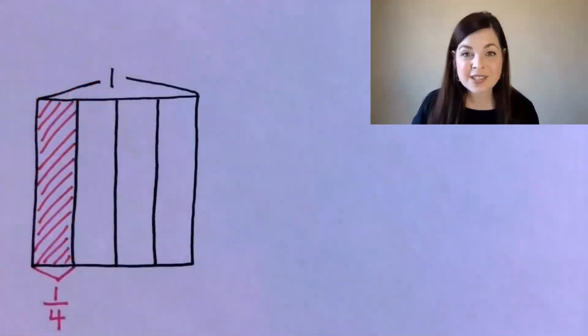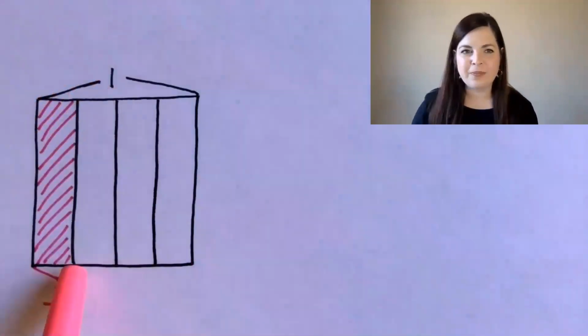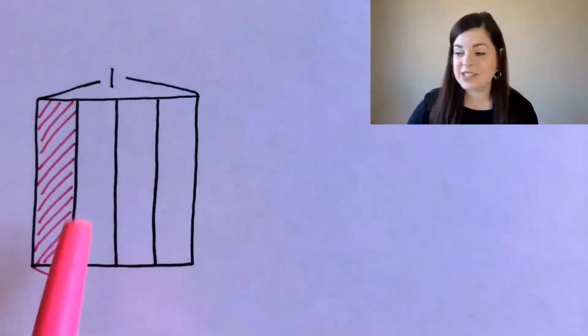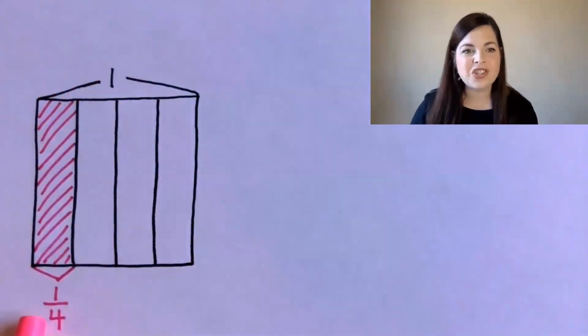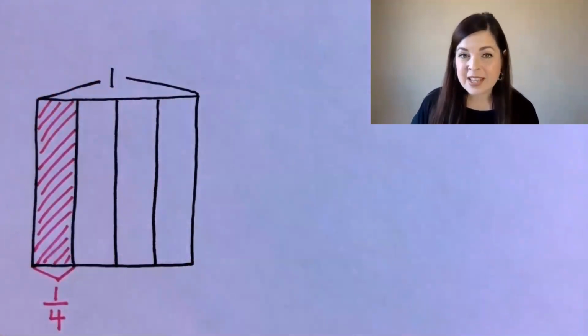Now, I want you to try this on your own and test your prediction about what would happen if we triple the number of units in the whole. Take a look at this fraction model. In the fraction model, we can see that the whole rectangle represents 1 and 1/4 is shaded and labeled. Pause the video and draw this model, and then draw horizontal dotted lines to make 3 times as many units, or triple the number of units in the whole. And think about what you notice. I'll be waiting when you get back.